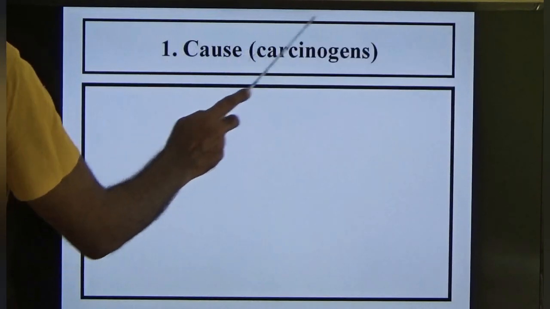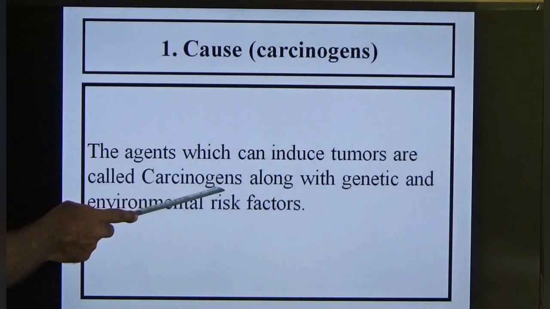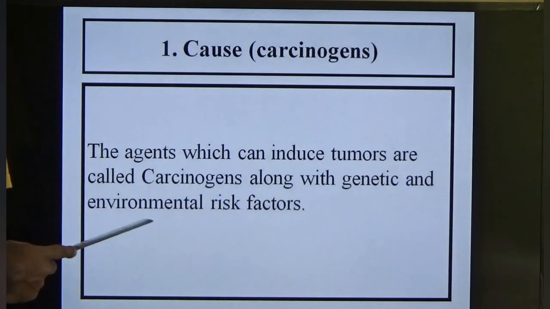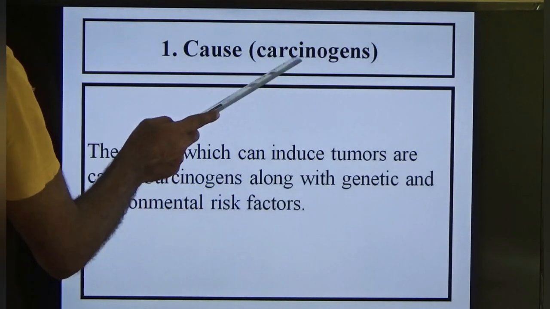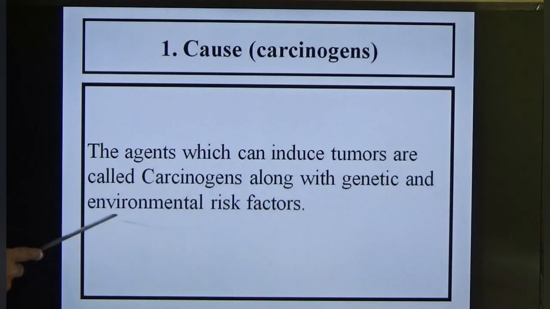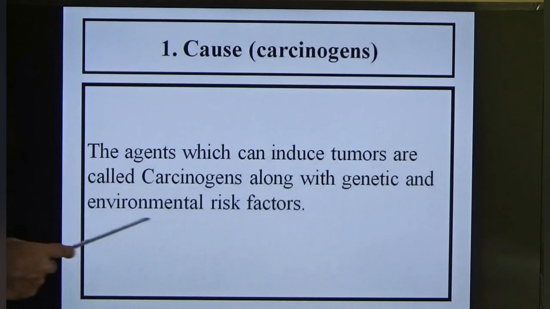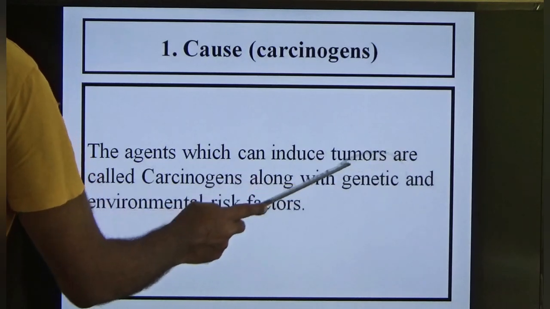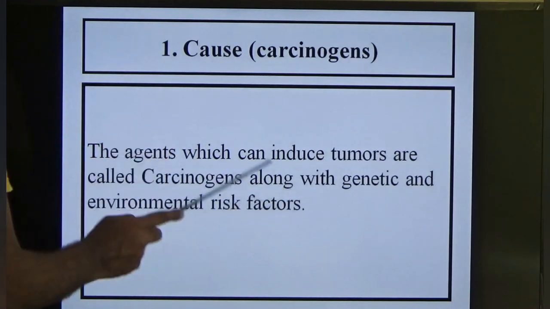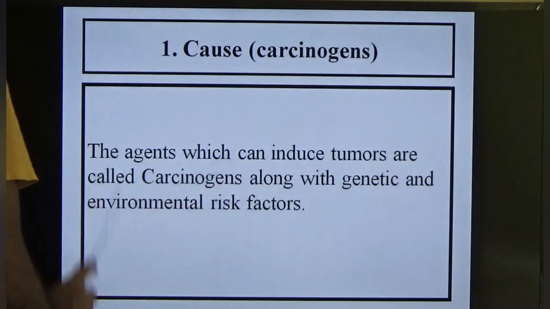So, carcinogens. What are carcinogens? The agents which can induce tumors are called carcinogens, along with genetic and environmental risk factors. I am taking carcinogens in part 4, but for simple understanding here, please remember that 95% of tumors developed in humans are because of environmental risk factors. Only 5% of tumors develop from genetic causes.